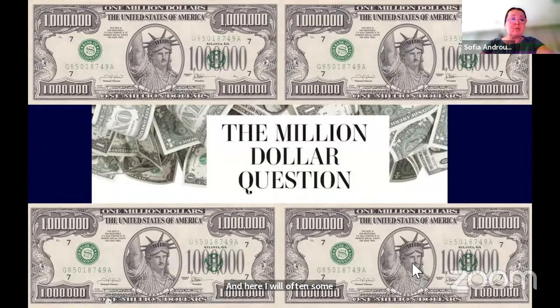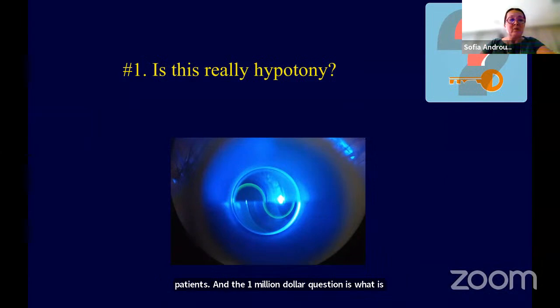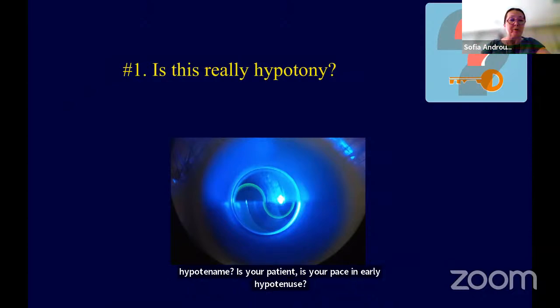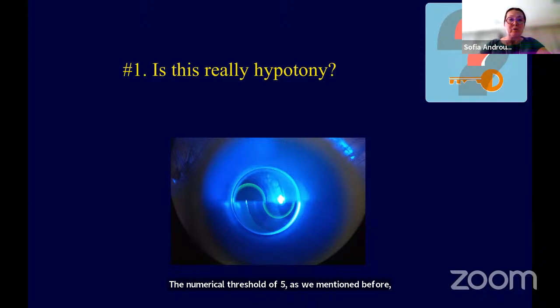And the million-dollar question is, what is the optimal approach for these patients? First, you have to ask yourself, is this really hypotony? Is your patient really hypotonous? The numerical threshold of 5, as we mentioned before, doesn't reflect the reality that some patients may have low pressure measurements but don't have any ocular complication due to the low intraocular pressure.